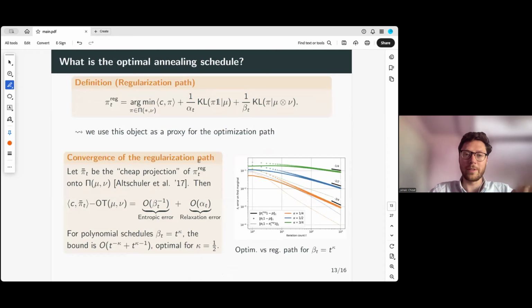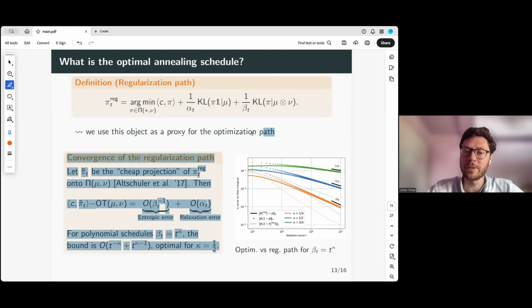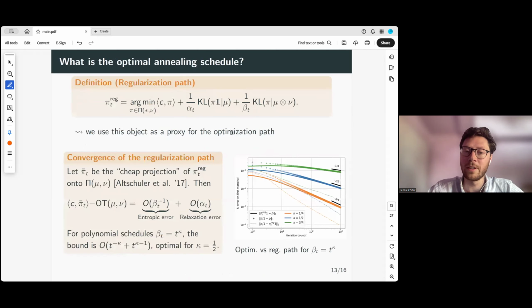However, what we will use, and this is the next slide, is a proxy object for the optimization path. I will call it the regularization path. This is the set of solutions of these penalized, relaxed entropic optimal transport problems. So you see, I just took the problem that is solved asymptotically, but I replaced the limit values of alpha and beta by their current values. This is not an object which is exactly related to the iterates of annealed Sinkhorn, but we will use this as a proxy to understand how the algorithm behaves.